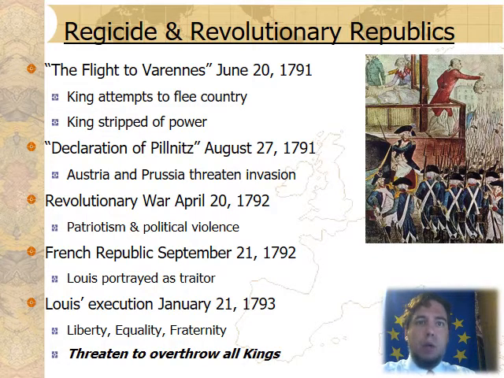What this meant now was that other European powers perceived France as a threat to the entire social order, and an international coalition with Great Britain at the head was put together to try and topple the revolutionary government of France.